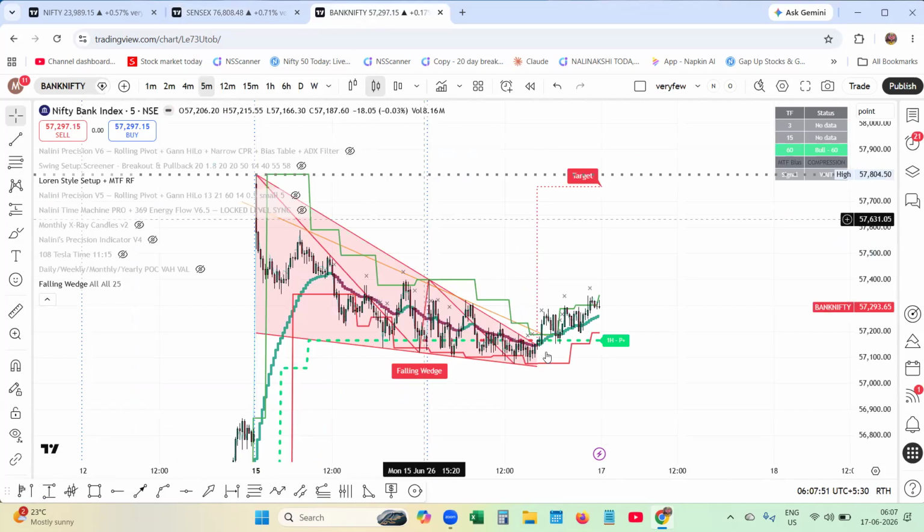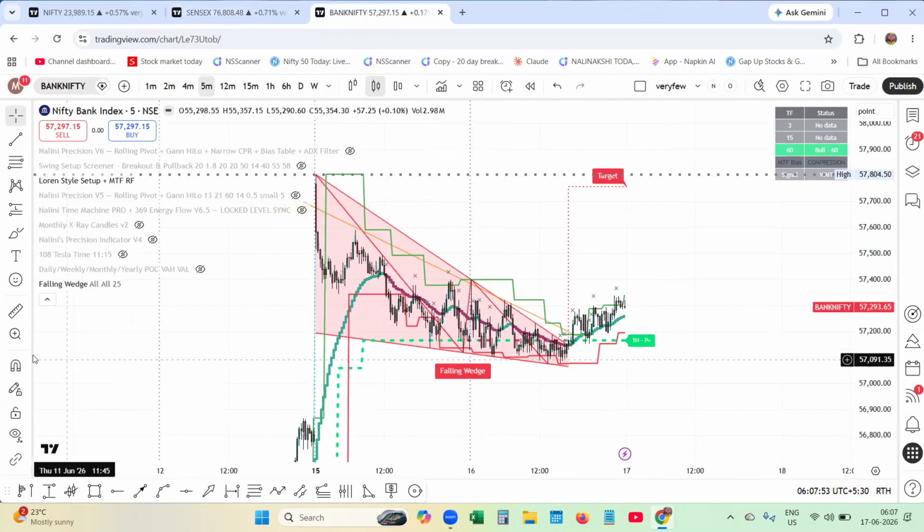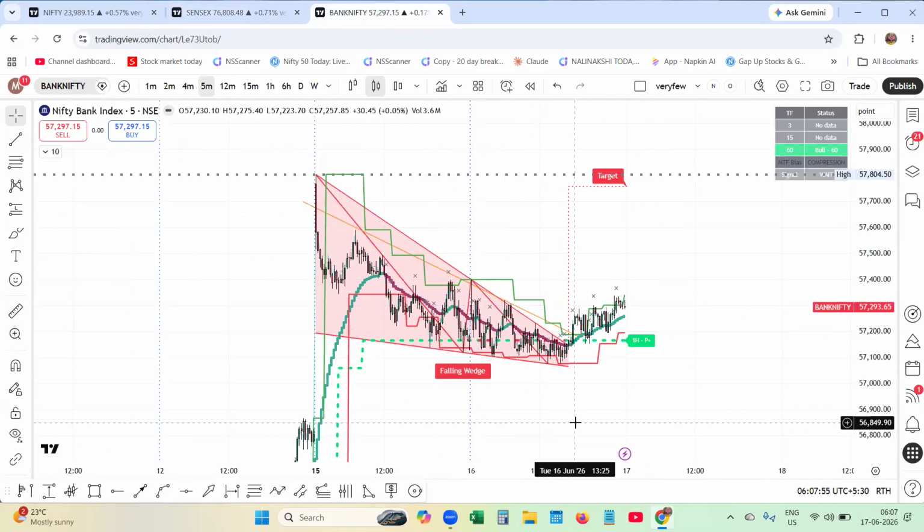Coming to the Bank Nifty, it has posted a different type of picture. You can see there is a wedge formation. This is a falling wedge.